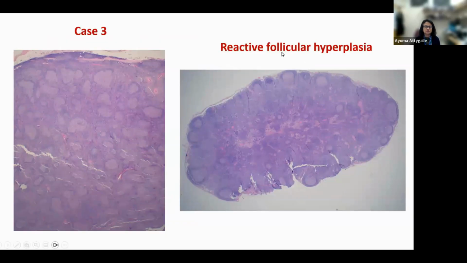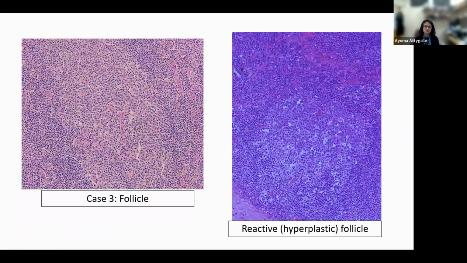So this was the reactive follicular hyperplasia that I showed you at the start of the talk, and on the left is case 3. You can see the distribution of the follicles in this reactive follicular hyperplasia is very different to this dense infiltrate where the whole lymph node seems to be involved by this follicular process. If you look at these follicles, there are no tingible body macrophages to be seen, and they seem to be mostly composed of centrocytes.